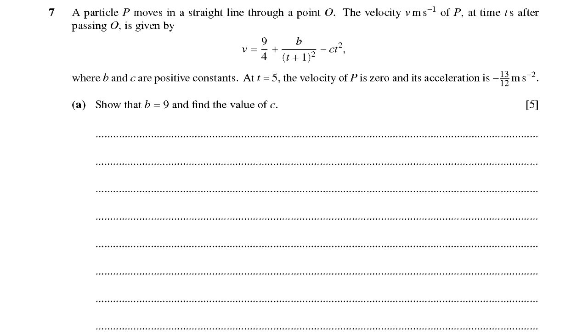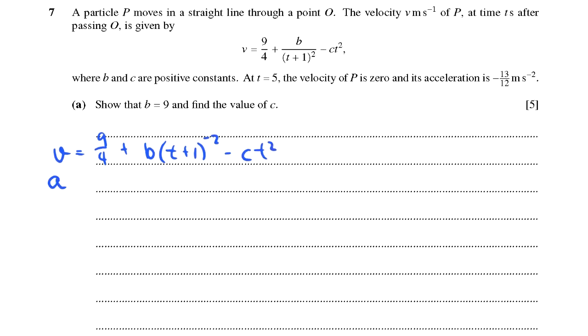All right, we're given 2 things. One is the velocity at 5, and one is the acceleration at 5. So I would imagine we need 2 equations to find out what b and c are. We need velocity and we need acceleration. So the first thing we're going to do is just differentiate. Velocity is 9 on 4, plus, let's write this a little nicer so we can differentiate it. That's all I'm trying to do. b times (t plus 1) to the minus 2, minus c t squared.